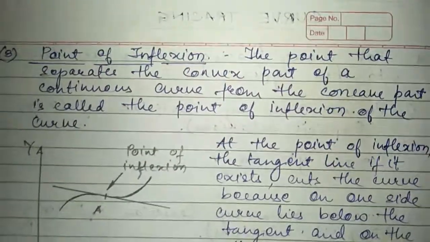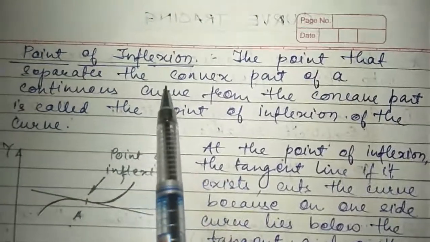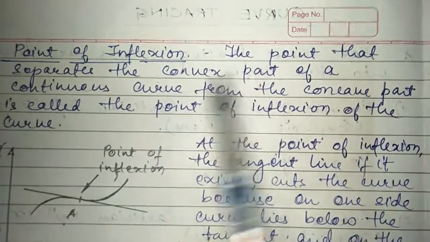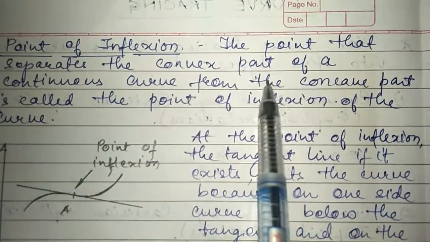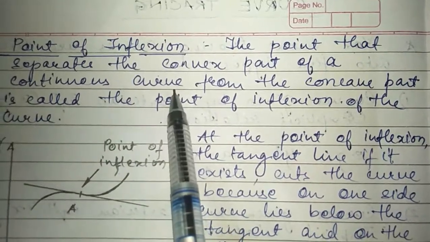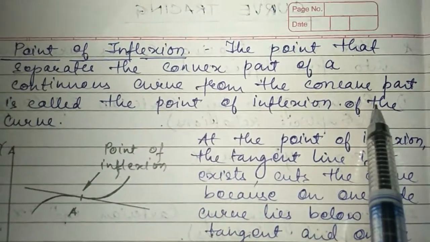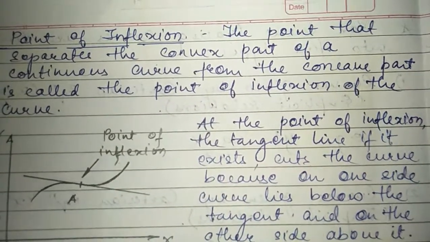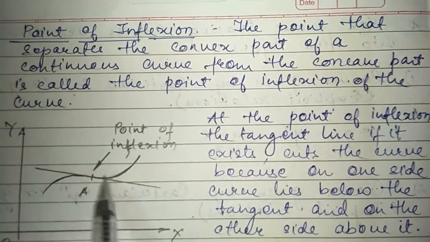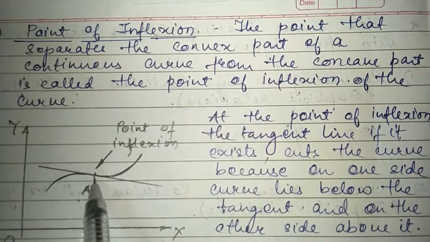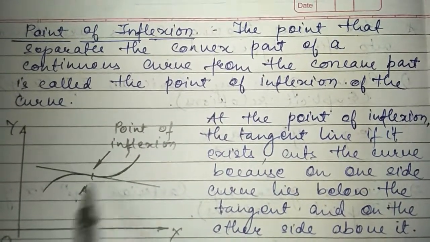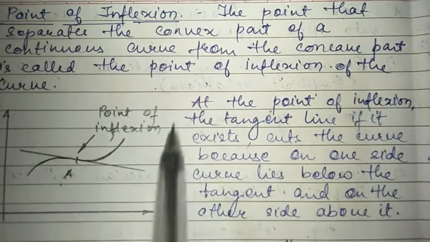Then we have point of inflection. What is this point? The point that separates the convex part of a continuous curve from the concave part is called the point of inflection of the curve. Now you can see here in this part, this point A is the point of inflection. It is separating the convex and the concave part of the curve.